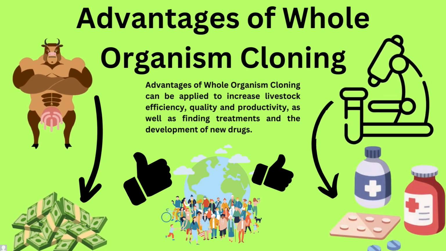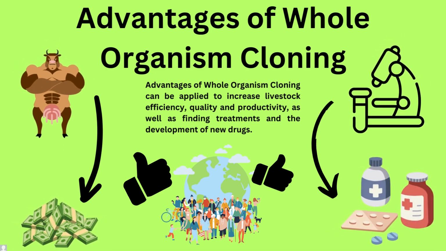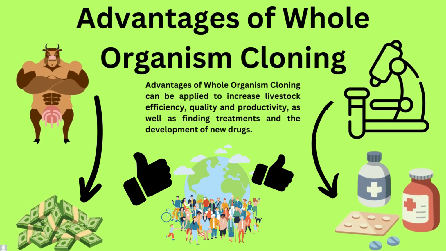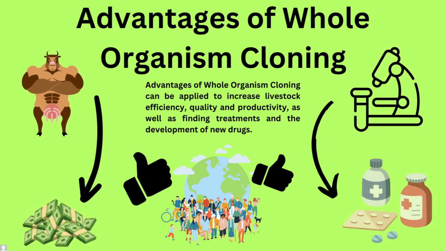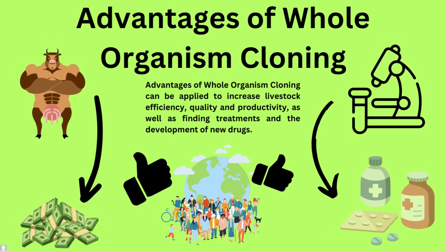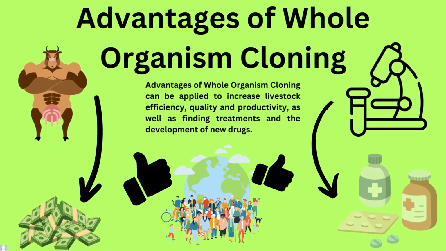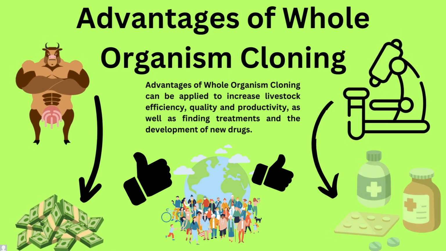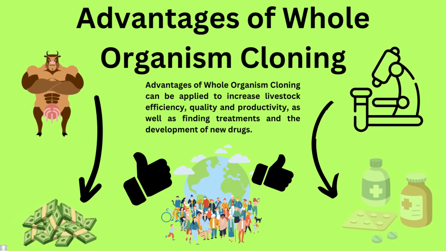Whole organism cloning allows scientists in the medical research field to create genetically homogeneous organisms. This uniformity is invaluable in research because it eliminates genetic variability as a confounding factor in experiments. By studying cloned organisms, scientists can accurately assess the impacts of environmental changes and diseases or treatments on biological processes.